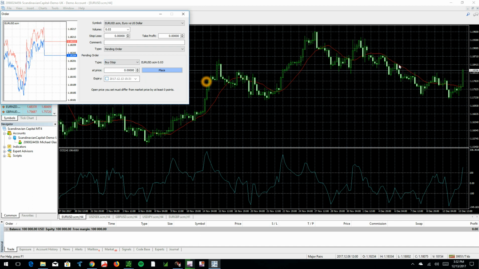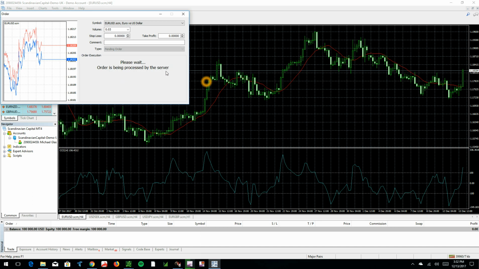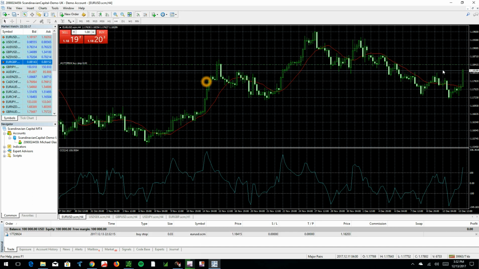What's our price level right here? That's 1.1845. So let's go in there, 1.1884. Okay, and I'm going to say place. So if the market comes up here and grabs me, this is a buy order now. It's a buy stop. So I want the market to go up.